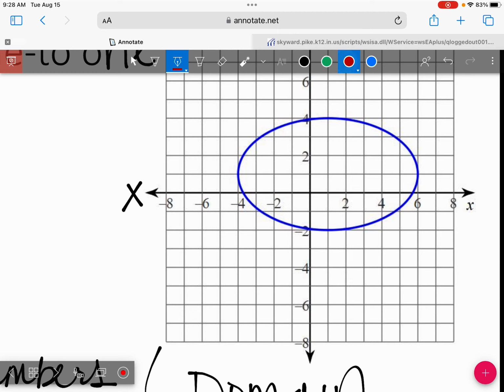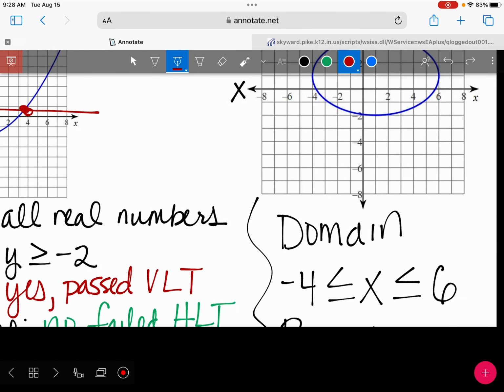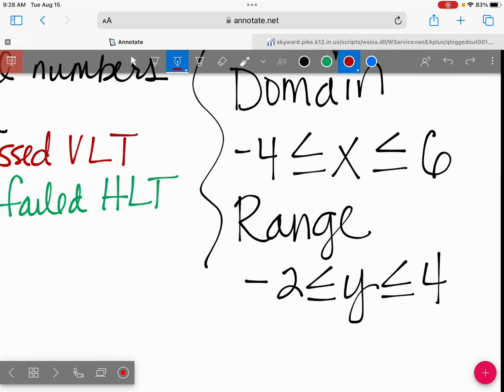It also fails, and if it's not a function, it's not one-to-one. So if it fails the vertical line test, you don't even need to do a horizontal line test because the answer is no. So you would say no. This graph is not a function and it's also not one-to-one.